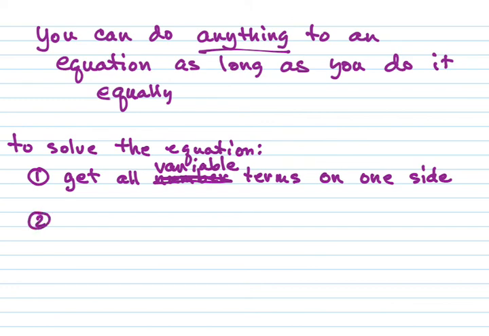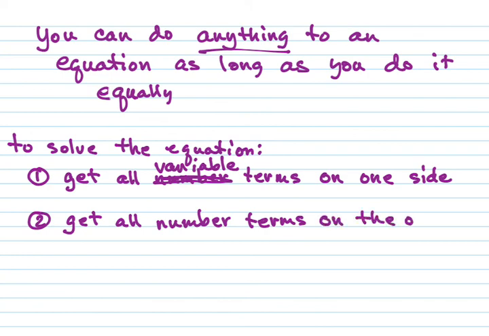Good. Second, get all number terms on the other side. In other words, your variable terms are the most important ones, clearly. So they're going to tell everything else what to do. So if your variable terms move to the left, where do your numbers need to go? To the right. If your variable terms go to the right, where do your numbers need to go? To the left. Just the opposite side.